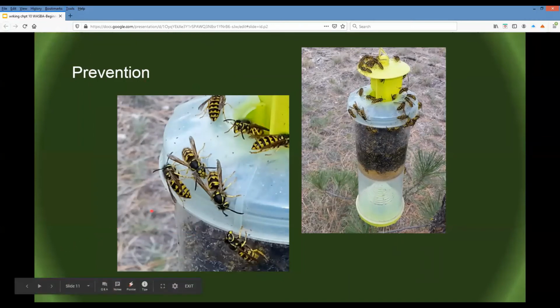The reason why we recommend putting that trap out in early spring, like March, just as soon as we start to get a little bit warmer days, is because if we catch those queens, then every queen we catch means that's one less nest that's going to be made that year. So if you can trap those overwintering queens, you're going to be a little bit ahead on hopefully the number of these wasps, hornets, etc. that you'll have out there.